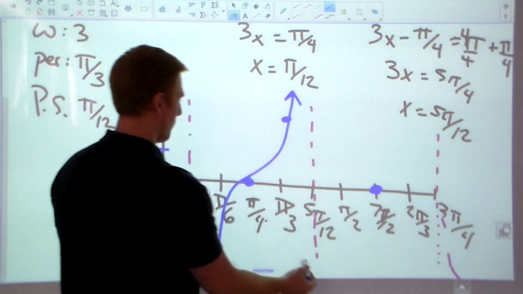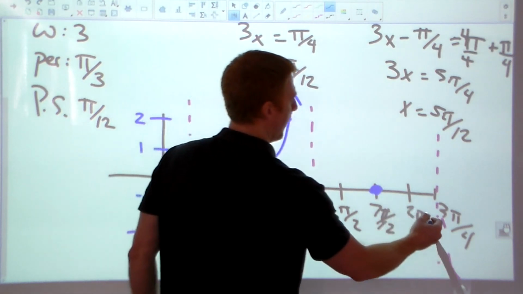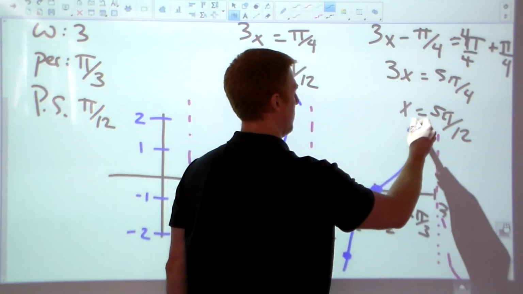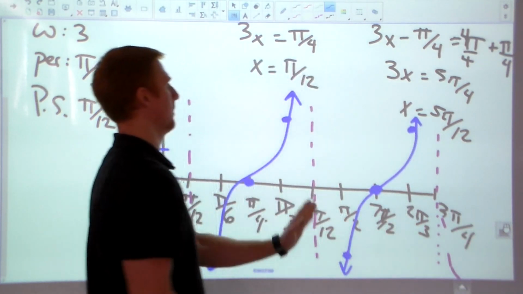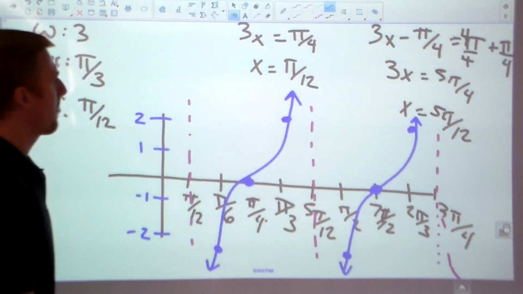And then let's do one more cycle. So at pi over 2 it's -2. At 2 pi over 3 it's a +2. And again, just make sure you got the curve to it. Make sure it doesn't touch the asymptotes. Make sure it goes through those points. And that should do it.